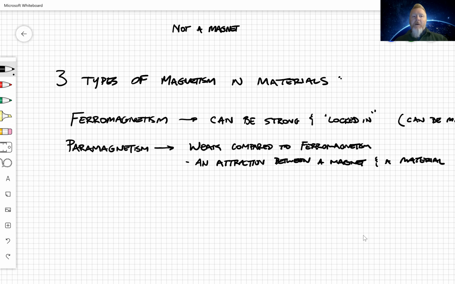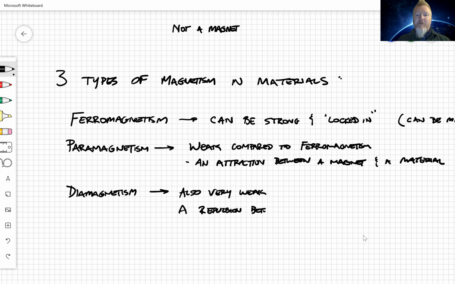And then there's diamagnetism, which is exactly what you probably are thinking it might be. Also very weak. It is a repulsion between the magnet and the material.